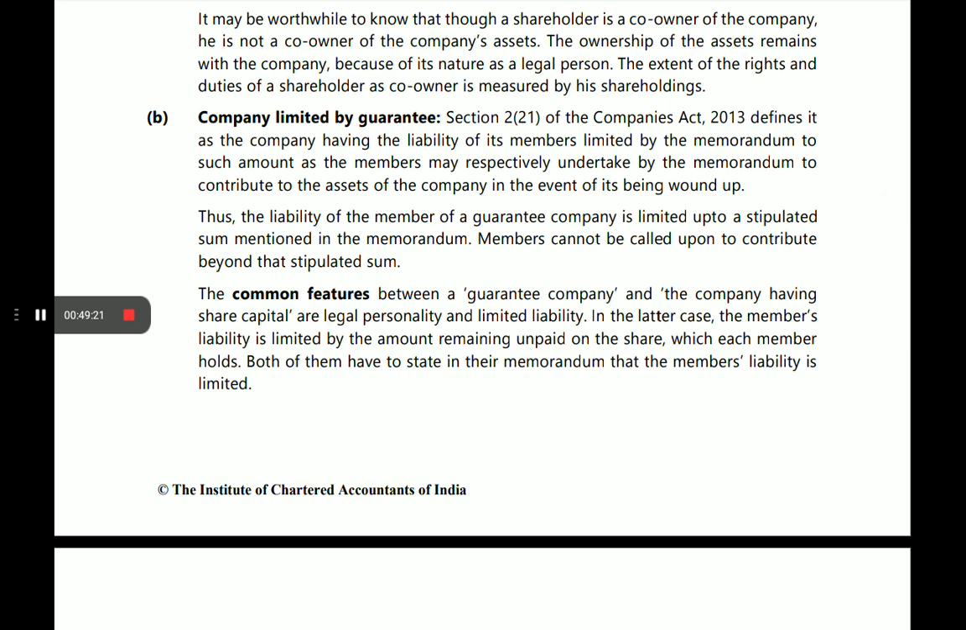The common features between a guarantee company and the company having share capital are legal personality and limited liability. In the latter case, the member's liability is limited by the amount remaining unpaid on the share, which each member holds. Both of them have to state in their memorandum that the members' liability is limited.